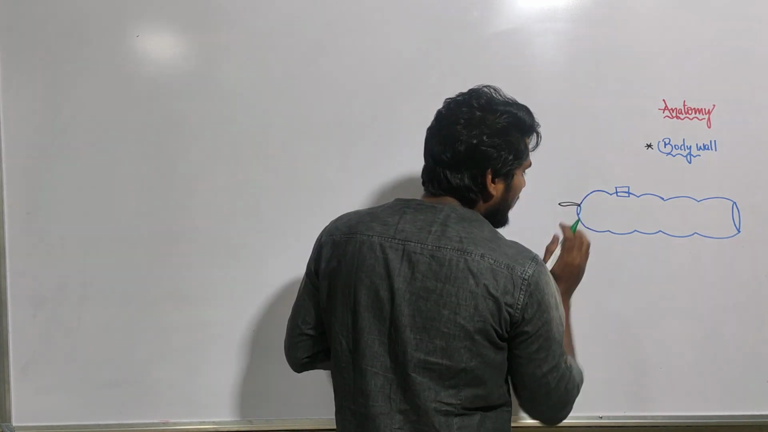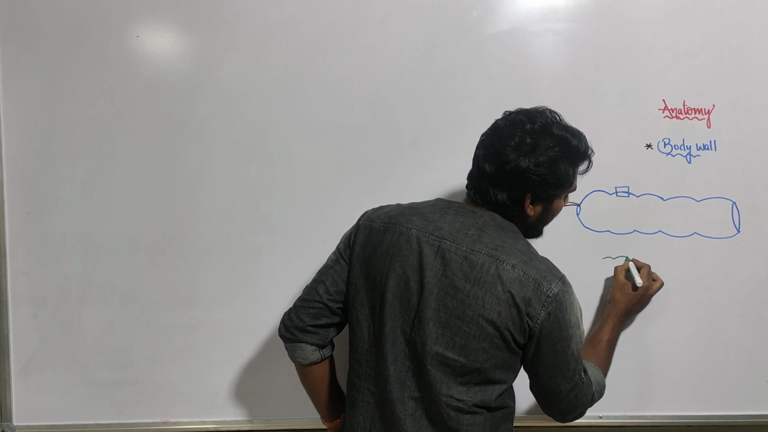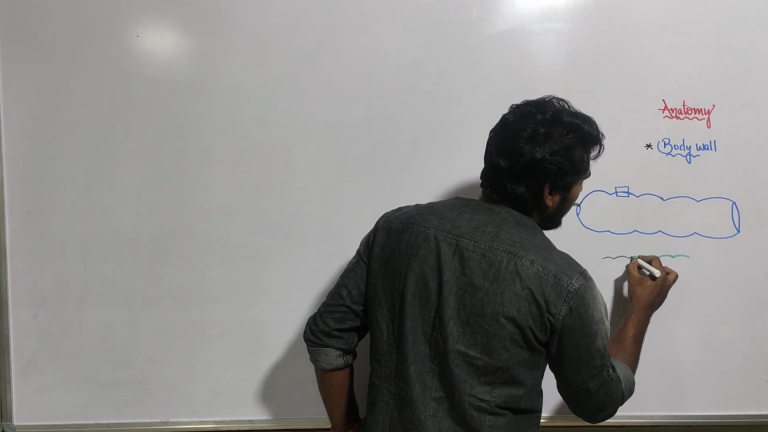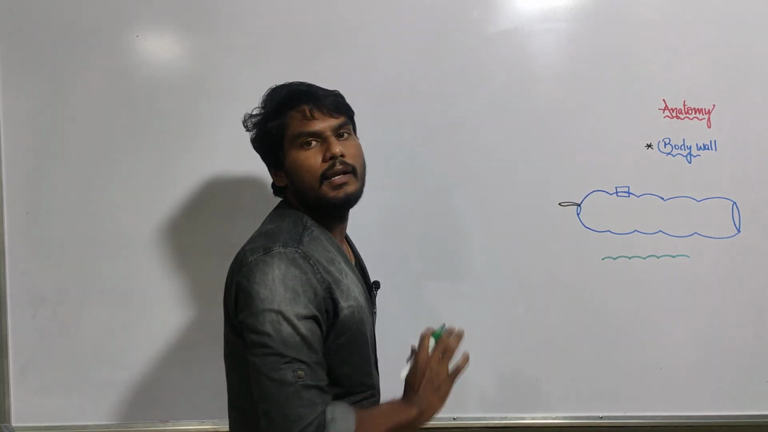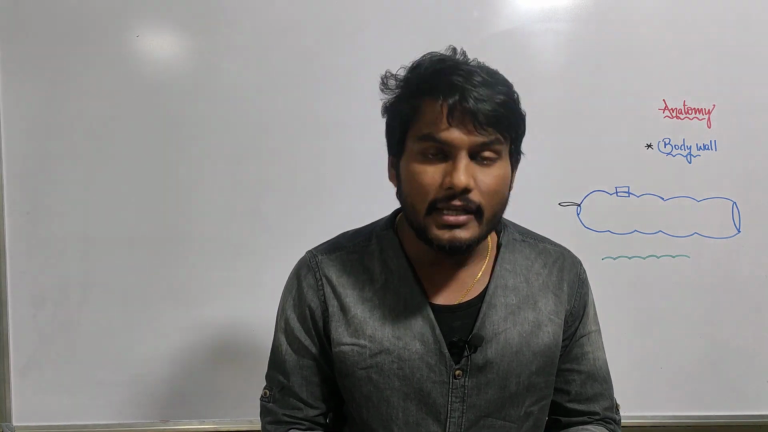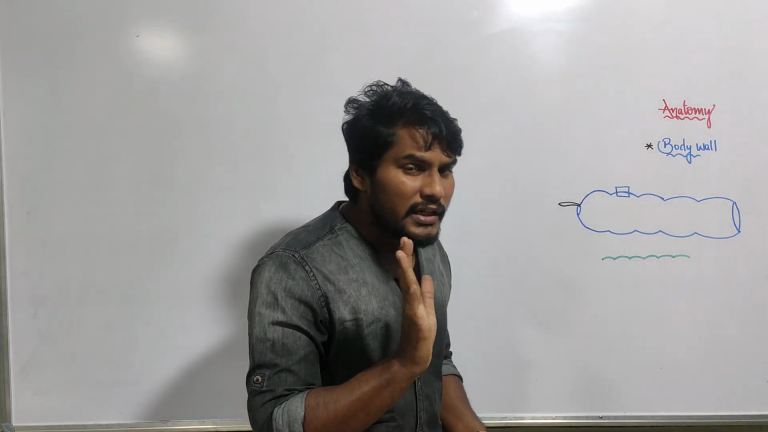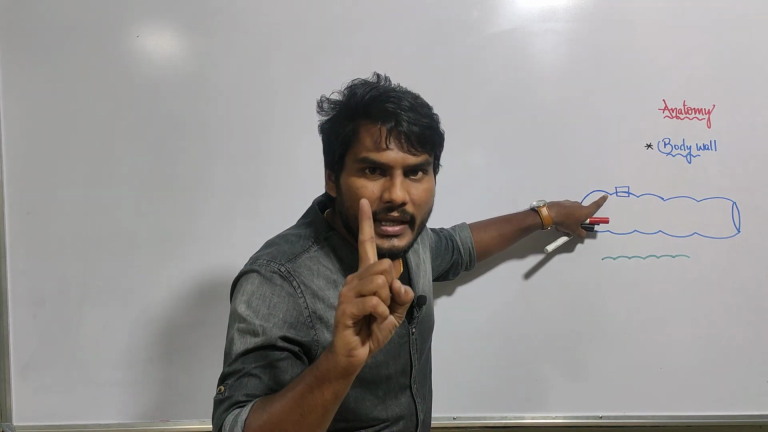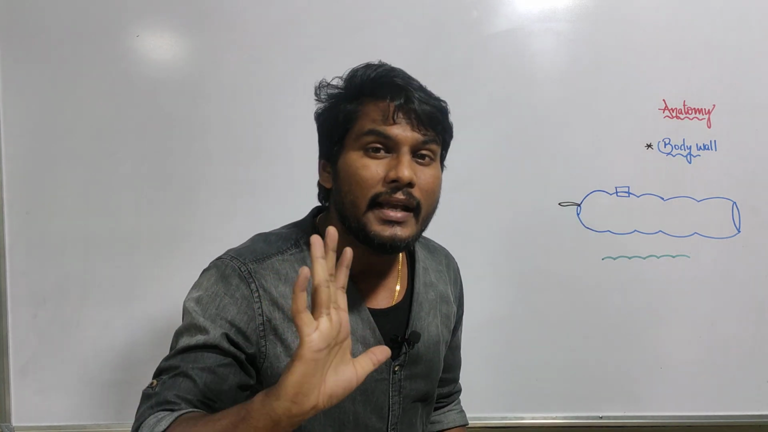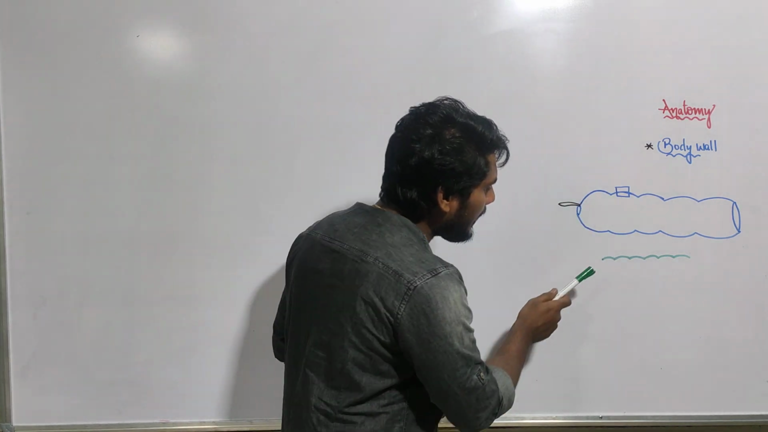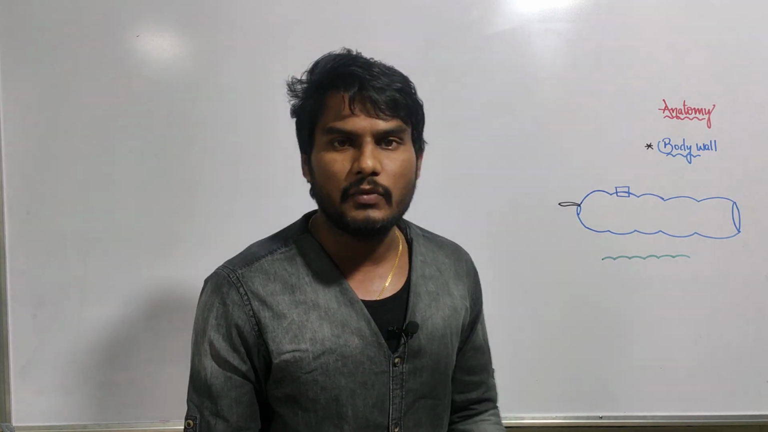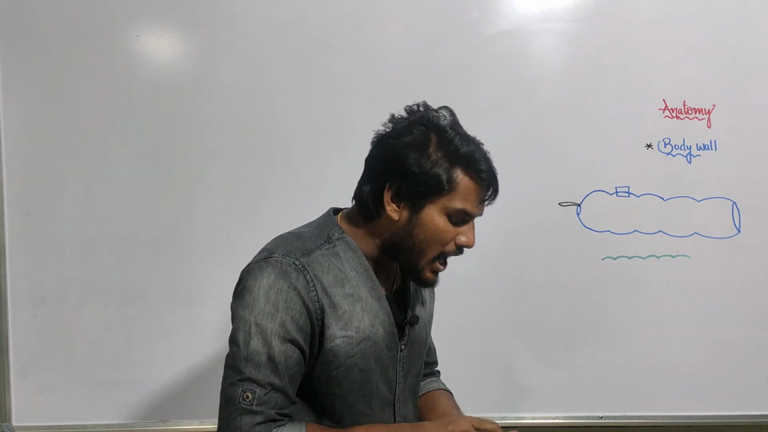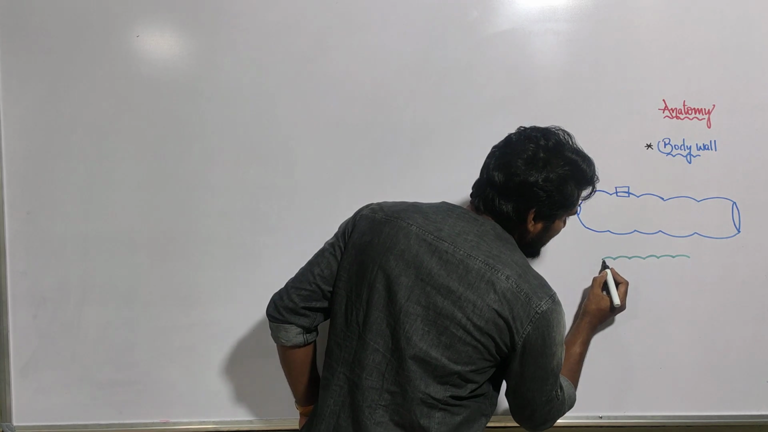First of all, the body wall contains a cuticle. This cuticle is not made up of cells. It is non-cellular, made up of protein. This is the first layer. I am telling you the body wall appears like a single layer, but it is a multiple layer. In that multiple layer, number one is the cuticle layer, which is non-cellular, indicating that it is not made up of a cell. After the cuticular layer, the next layer is present like this.